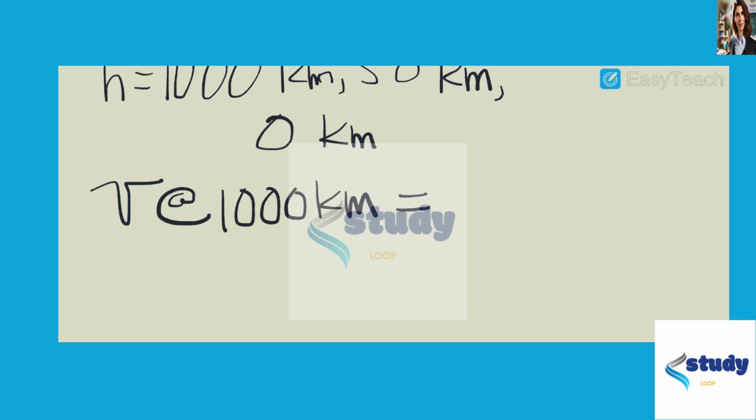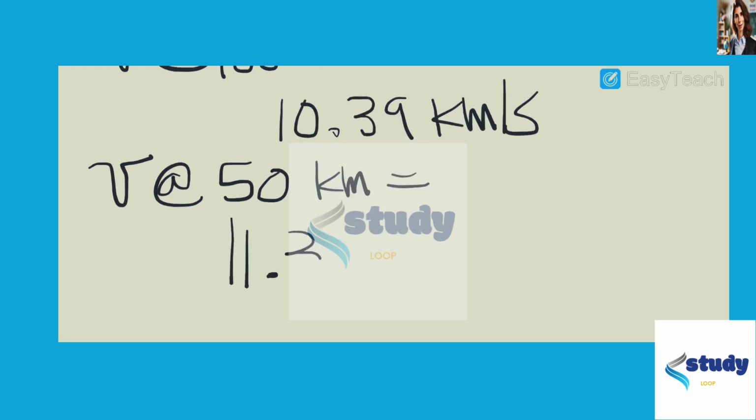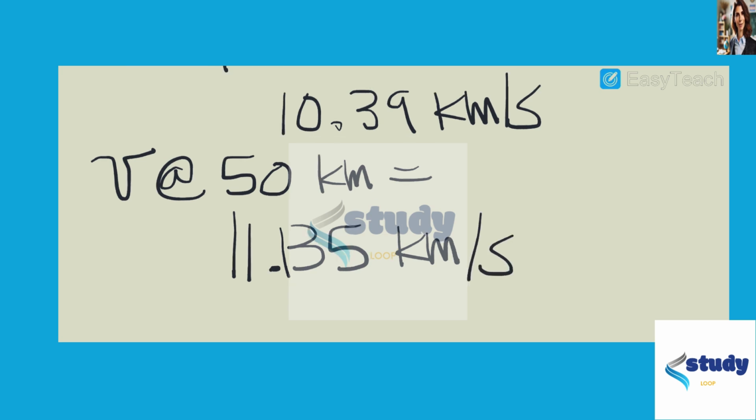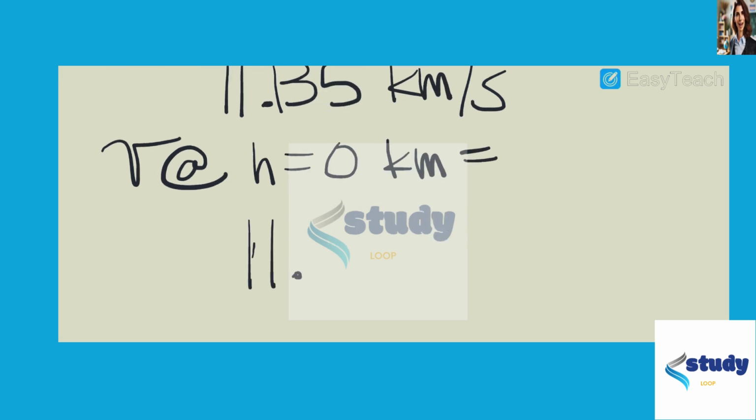kilometers is equal to 10.39 kilometers a second. The velocity at 50 kilometers is equal to 11.135 kilometers per second. And the velocity when the asteroid hits the surface of the Earth, so that's the velocity at h equals 0 kilometers, is equal to 11.18 kilometers per second.